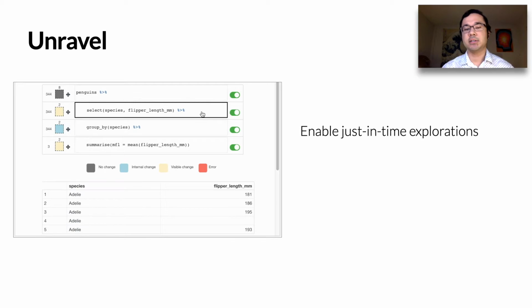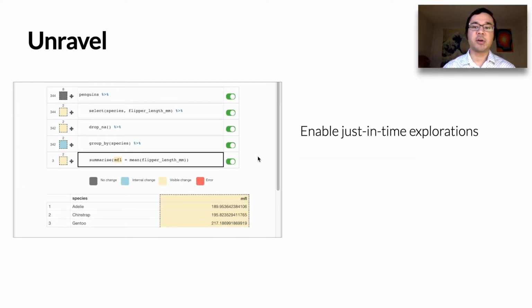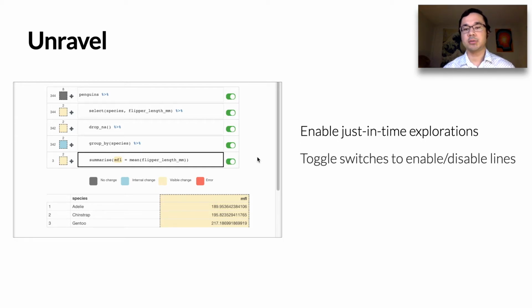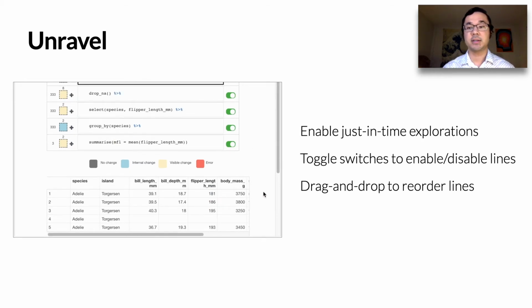Here, a data scientist inspects the code and realizes that the flipper length column contained missing values. The data scientist now unravels new code that includes a drop NA function which fixes their problem. Unravel also enables simple structural edits to be applied on the code using toggle switches, which can be used to explore whether a function worked or not, or exploring the relationship between functions such as group by and summarize here. Drag and drop interactions can be used to reorder lines. For example, reordering the drop NA line before the select line reveals that there are other rows that contain missing values besides the flipper length column.